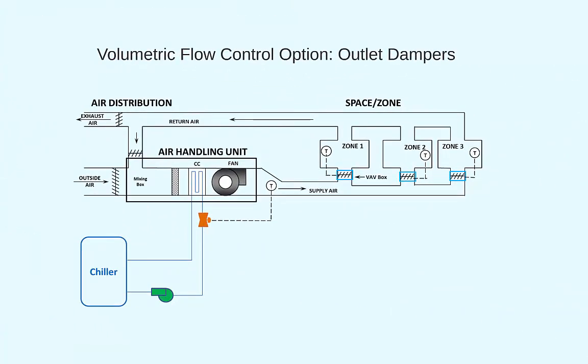Now, as we alluded to before, there are three ways we typically control the volumetric flow rate of air. The first is called outlet dampers. The system configuration we just walked through has outlet dampers, as those dampers in the VAV box are on the outlet or discharge side of the fan. As those dampers close, we can reduce the volumetric flow rate of the air going into each space.